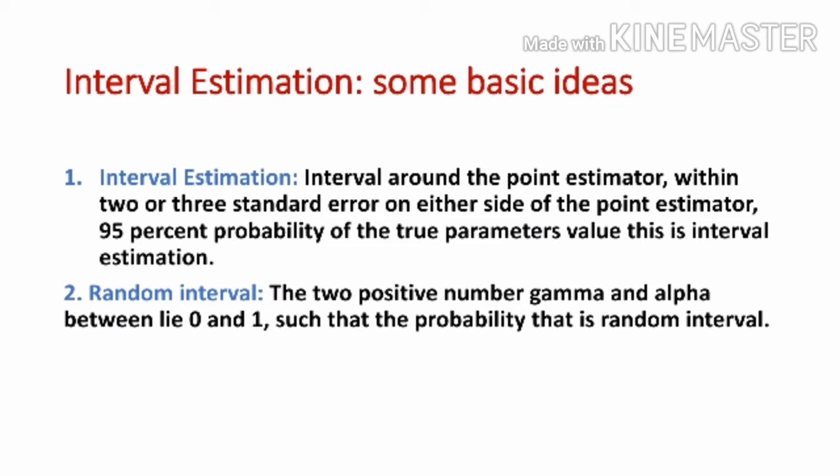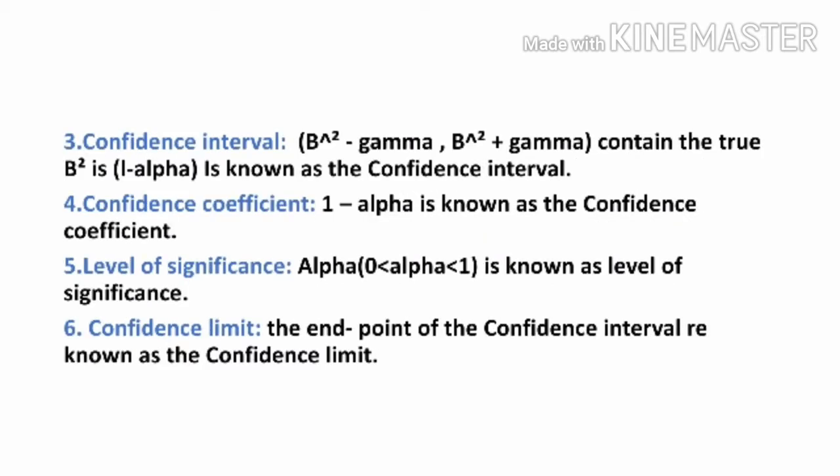Random interval: two positive numbers gamma and alpha, lying between 0 and 1, such that the probability that the random interval beta 2 hat minus gamma and beta 2 hat plus gamma contains the true beta 2 is 1 minus alpha. This is known as the confidence interval. The 1 minus alpha is known as the confidence coefficient.